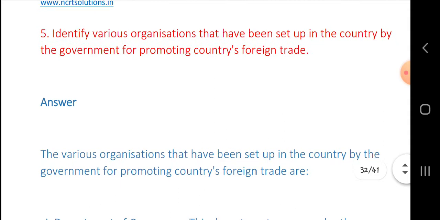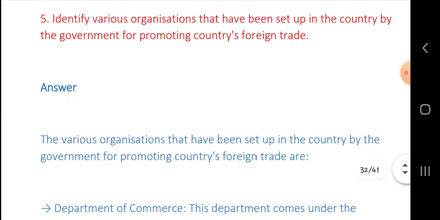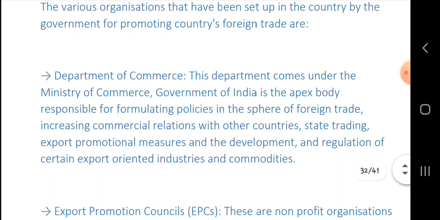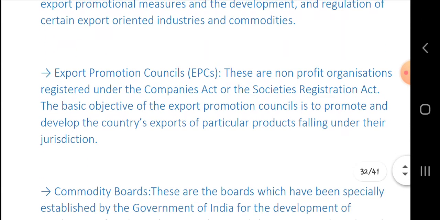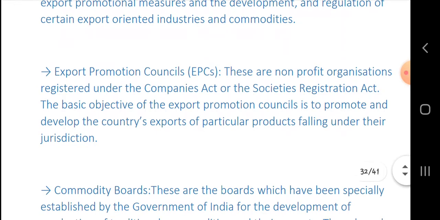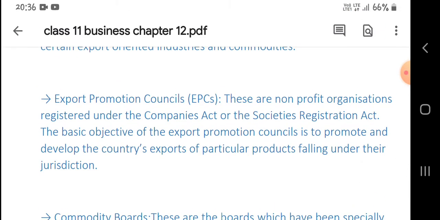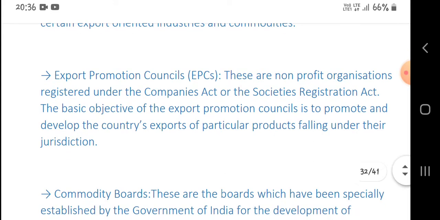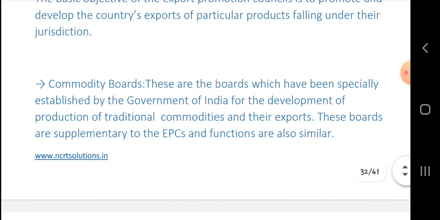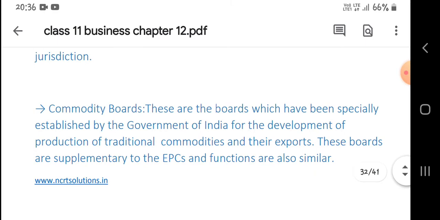So let us identify the various organizations that have been set up in the country by the government to promote exports. Export promotion councils are non-profit organizations registered under the Companies Act or the Societies Registration Act. And commodity boards are boards specifically established by the Government of India for the development of production of trade commodities and their exports.